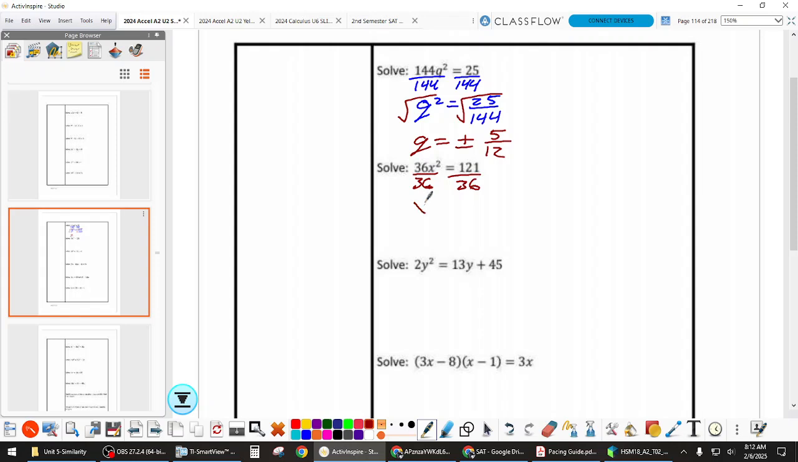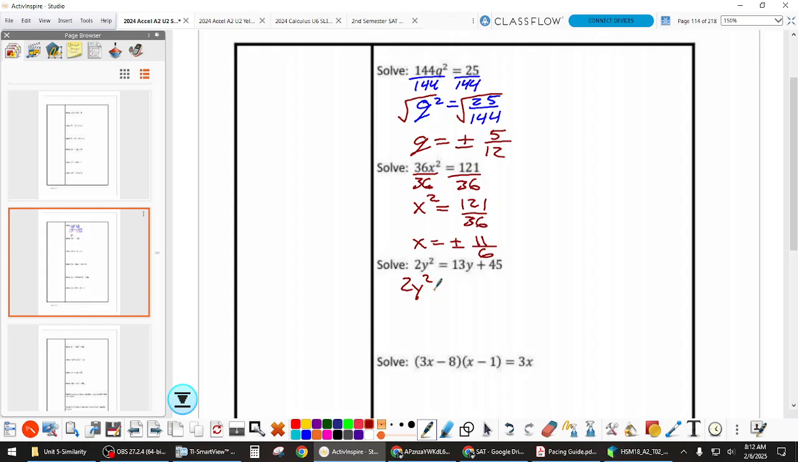Are they always going to be this nice, perfect square stuff? How about this one? You would divide by 2. No. No. But you would.